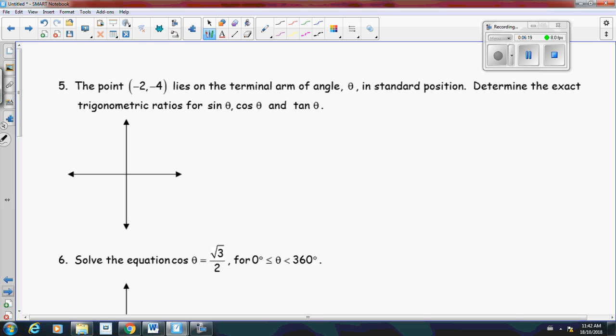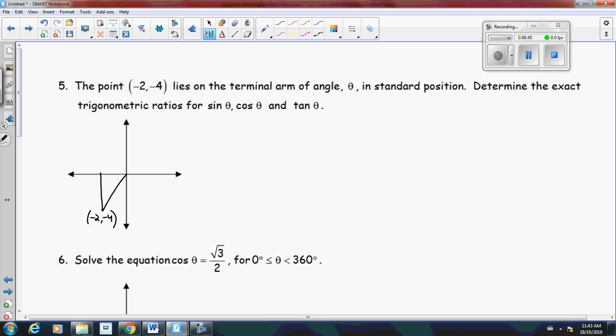Question 5. The point -2, -4 lies on the terminal arm of angle theta in standard position. Determine the exact trigonometric ratios for sine, cosine, and tangent. So we're going to start by drawing in this point. -2, -4 would be somewhere here. And we always want to connect it to the x-axis. So this is the point -2, -4.